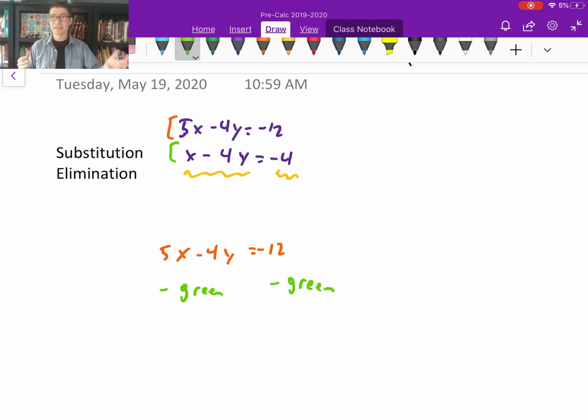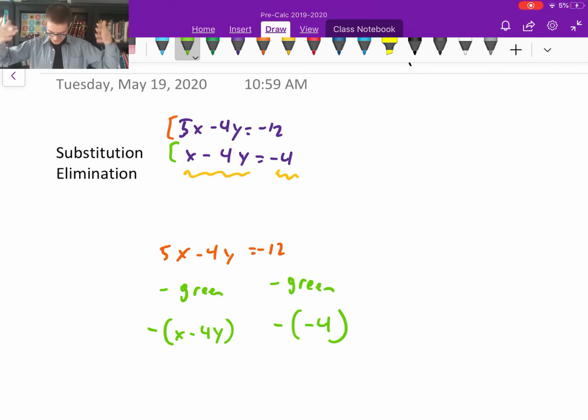Well, on one side, it's x minus 4y. On the other side, it's negative 4. I can choose whichever one I want to subtract. On the left side, I can subtract x minus 4y, or I have the option of subtracting negative 4. Let's say I subtract x minus 4y on the left side, and I subtract a negative 4 on the right side. And I'm subtracting the same green equation from both sides.